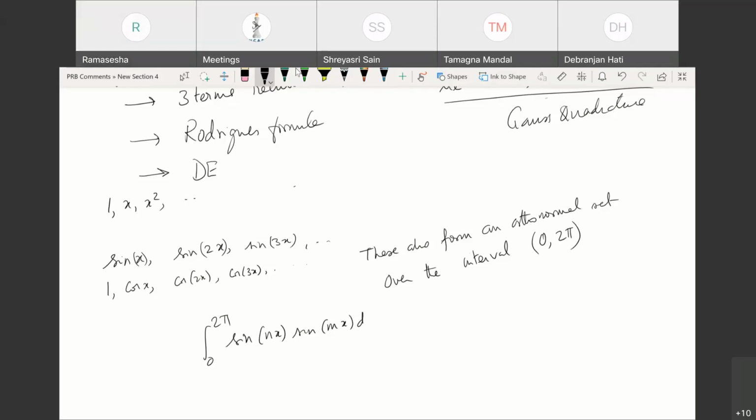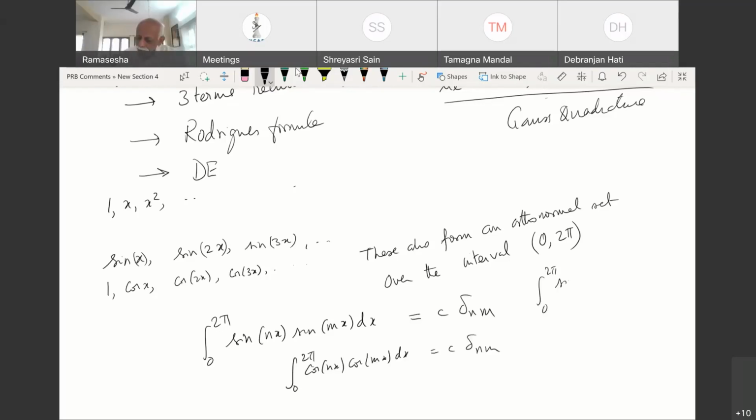Similarly, integral 0 to 2 pi cos nx cos mx dx is also some constant times delta nm, and integral 0 to 2 pi sine nx dx is equal to 0. Integral 0 to 2 pi cos nx dx is equal to 0, and integral 0 to 2 pi cos nx sin mx dx is also 0. So we see that the cosine functions and the sine functions also form an orthogonal set, but the interval is different. It is 0 to 2 pi.